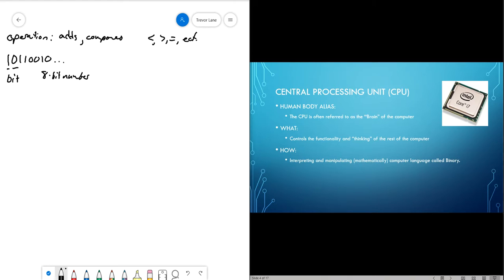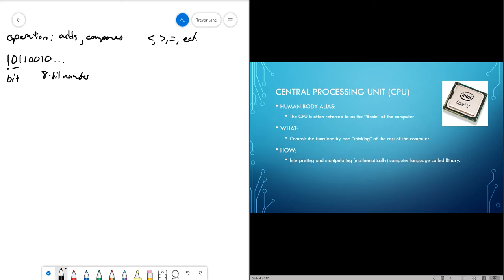Now, what is that in the number system that we know? Well, we'll come back to that later on. We're not quite there yet. So all a CPU does is basically it can take these binary numbers and it can add them together, or it can compare them, saying, is this one greater than this one? Is this one less than this one? Are they equal? Things like that. That's all it basically does.